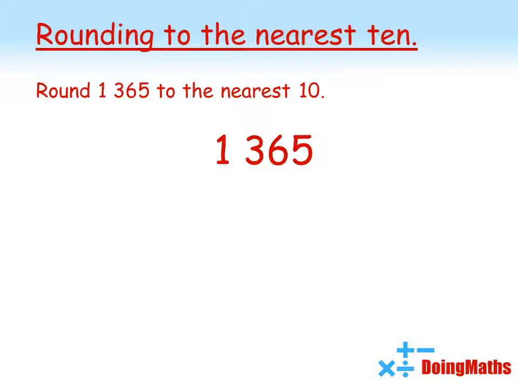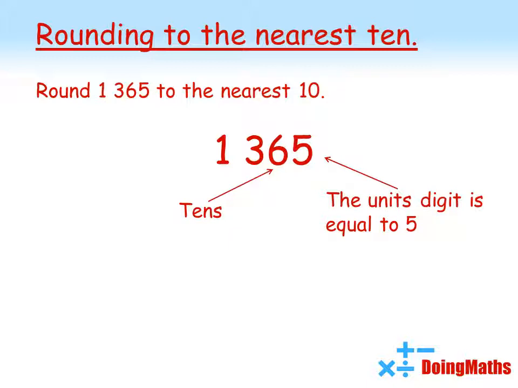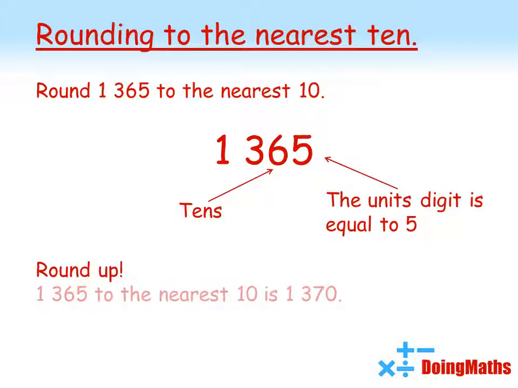Now let's try rounding 1365 to the nearest 10. Here's our tens column. So we look at the units column. This time the unit is equal to 5. So using our rule from before, if it's 5, we round up. So this will round to 1370.